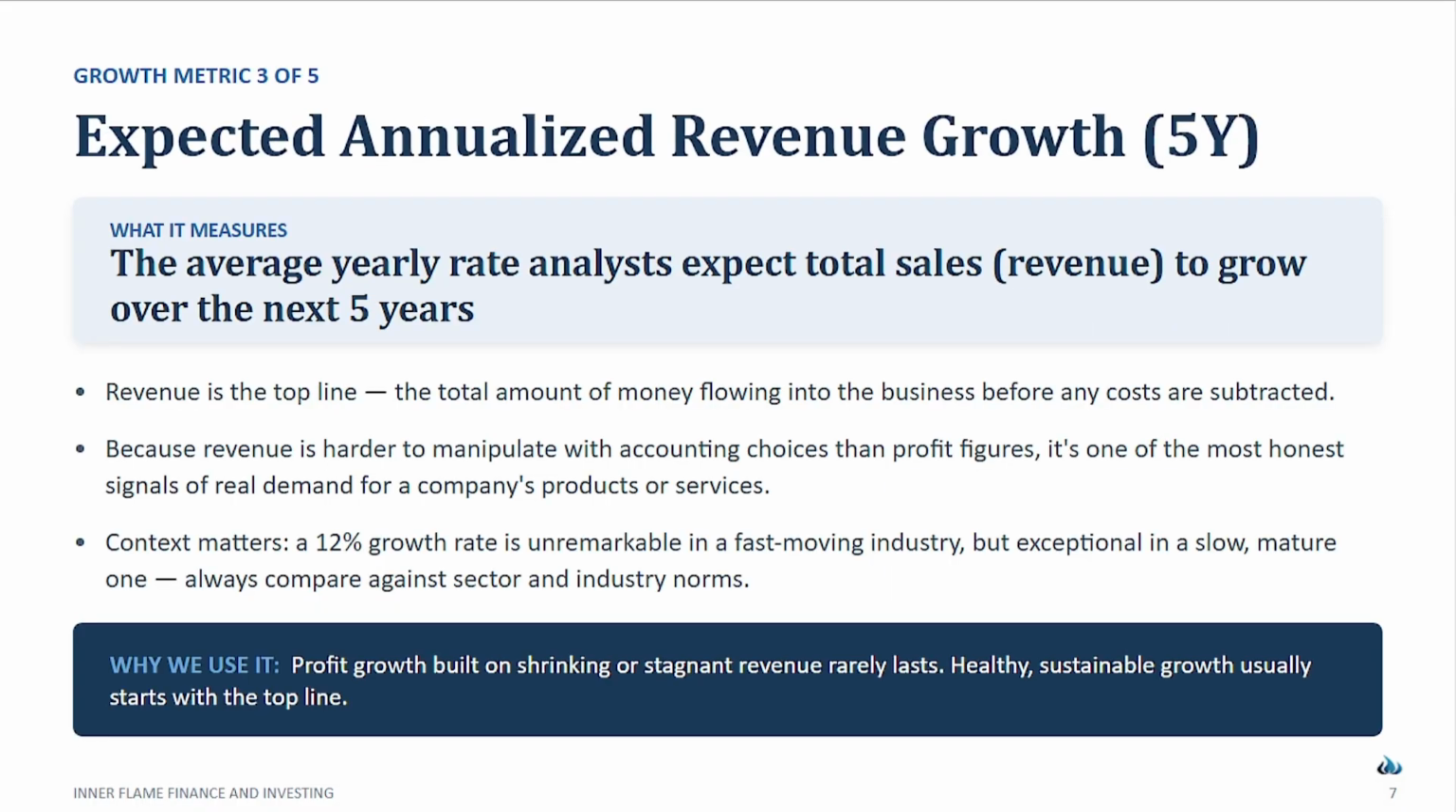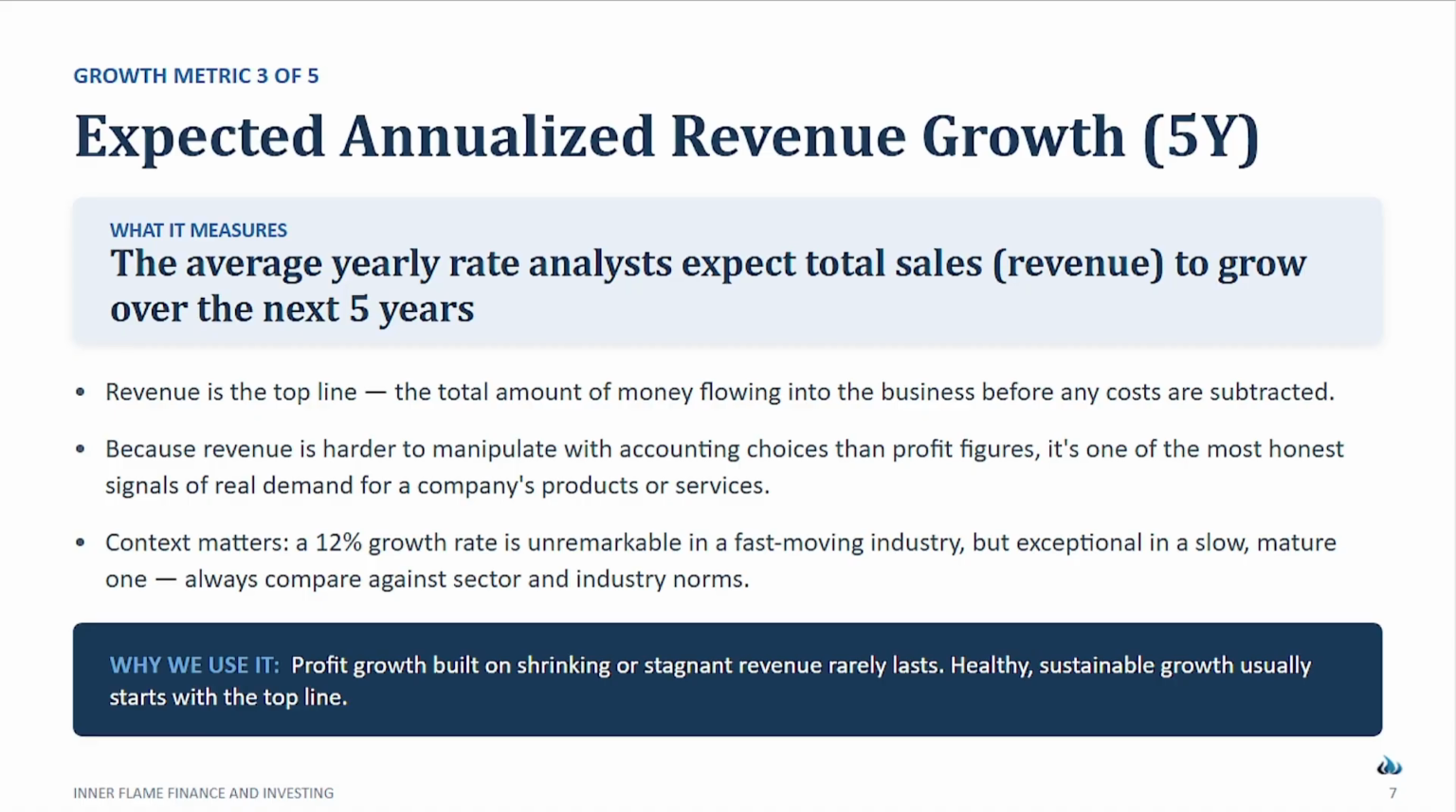Now, one of the most important metrics that we consider at Interflame Finance is the expected annualized revenue growth, and that's on a 5-year basis. So it measures the average yearly rate that analysts expect total sales or revenue to grow over the next 5 years. So revenue is the top line number. It's the total amount of money flowing into the business before any costs are subtracted. Because revenue is harder to manipulate with accounting practices and choices than profit, it's one of the most honest signals of real demand for a company's products or services.